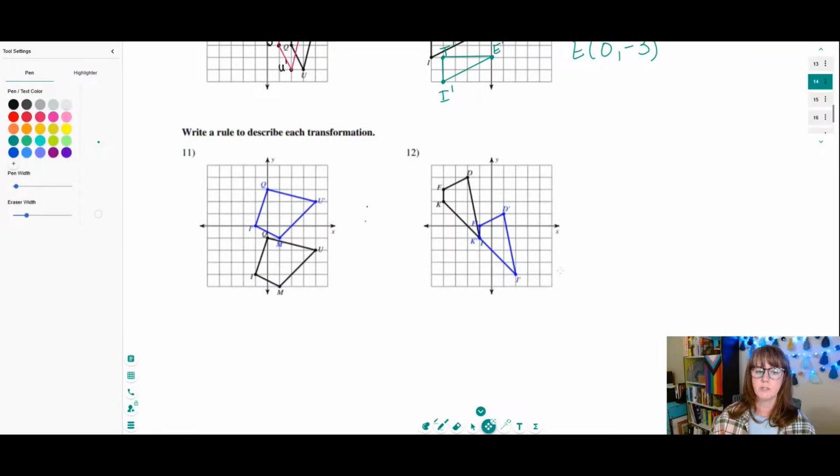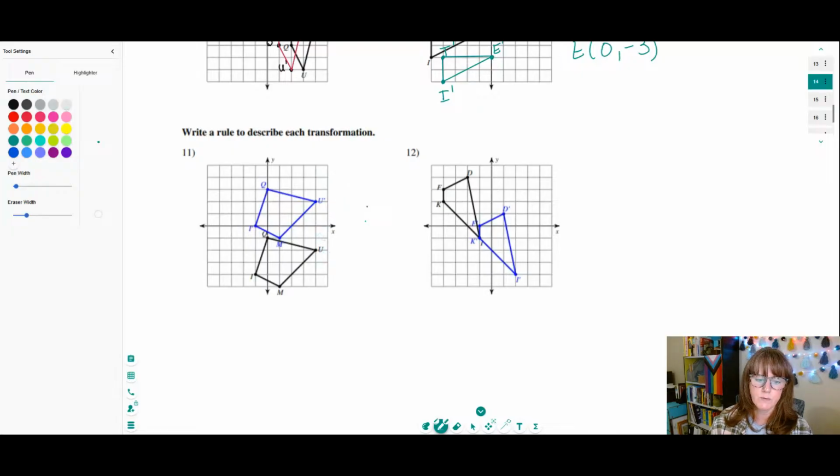Now we're going to write a rule to describe each transformation. So these are going to be just translations, not any other kinds of transformations like rotations or reflections or anything like that. So again, since we have the graph, we're just going to count, and we don't even have to count all of the vertices. We just have to pick one because they're all going to have the same rule applied to them. So I'm just going to pick one. We can tell that the black quadrilateral here is the pre-image, the original, and the blue one is the new image because they have the little prime marks next to each of those vertex names right there.